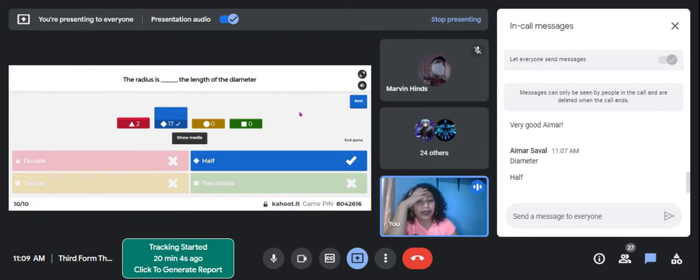Okay, the radius is half the length of the diameter. Very good.